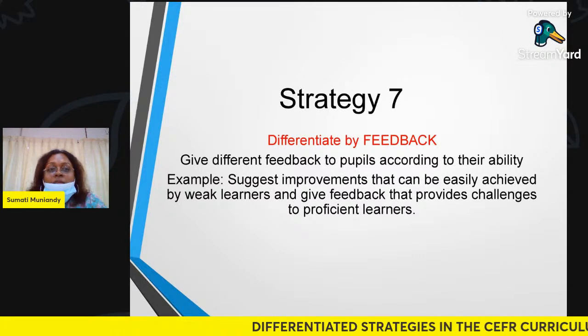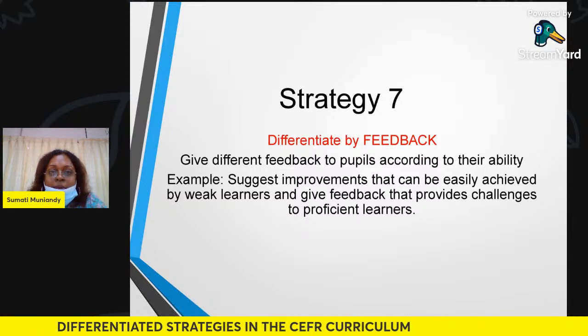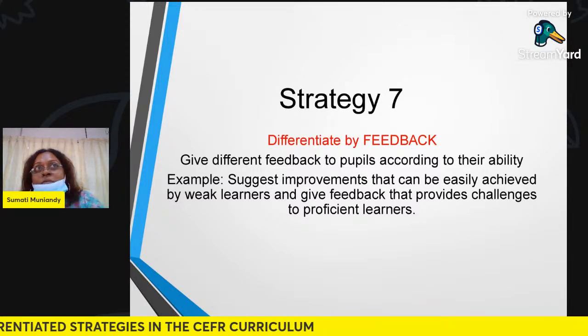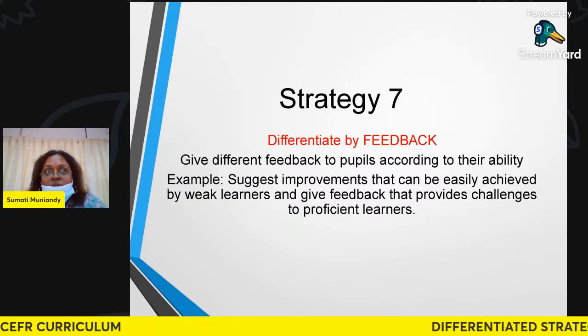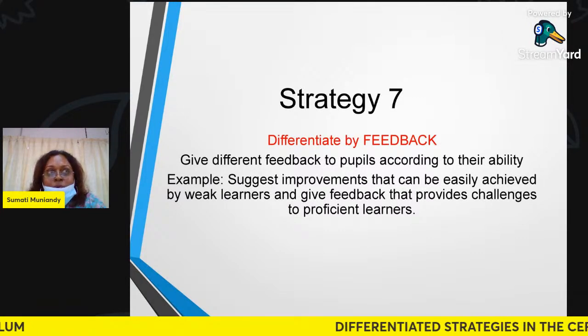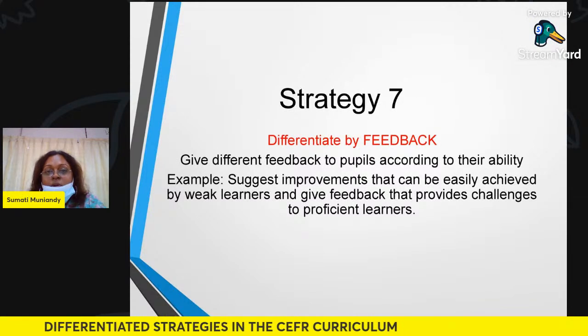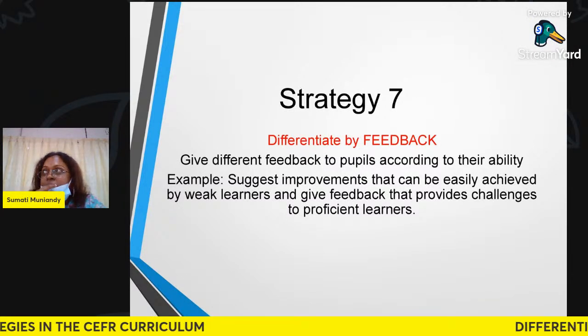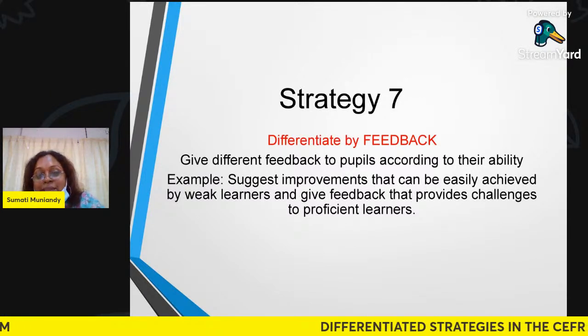Then you have to give positive feedback, not negative feedback. If you have negative feedback, don't do it in front of the class. Maybe you can ask the student to come to you, and then you give the feedback to ask him to correct his mistakes or whatever. So these are the strategies that you can use to fulfill your learners' needs in the classroom.